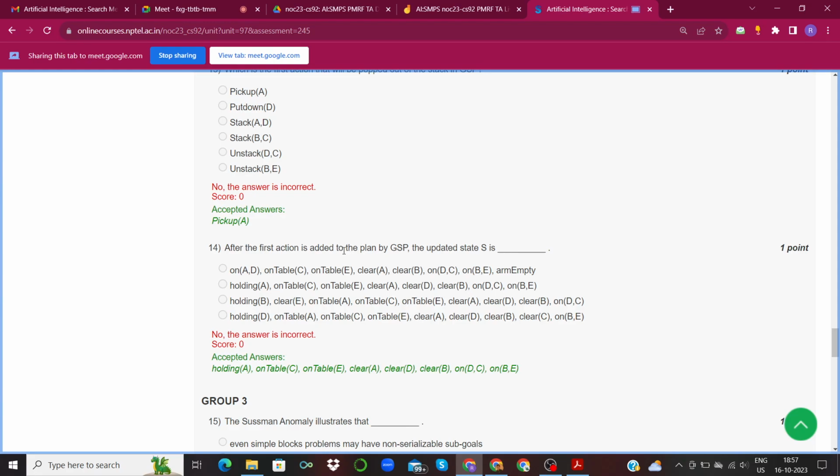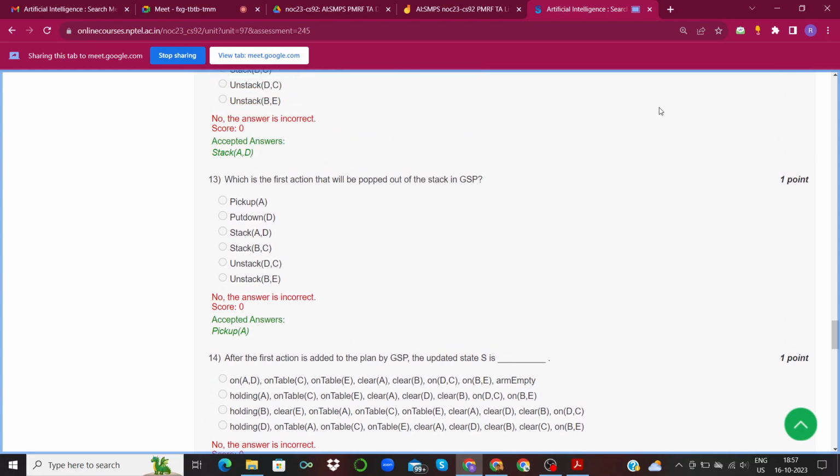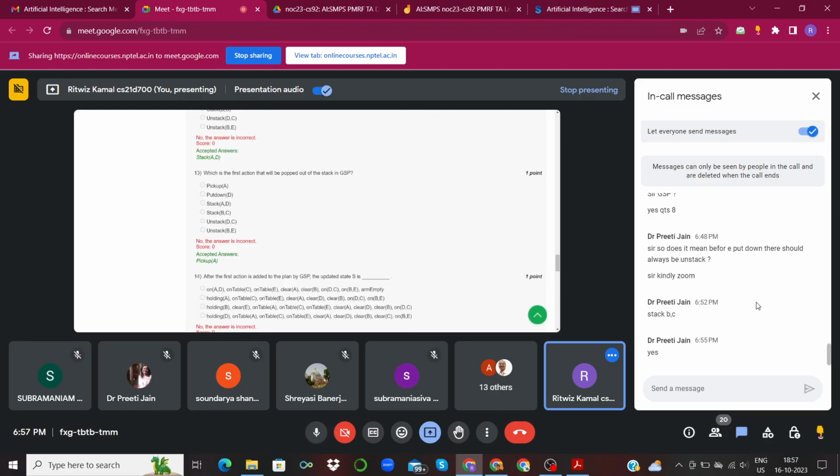So after the first action is added to the plan by the GSP, the updated state S is... Okay. So the first action, once it's added, I think you can work this out on your own. So I won't go into the details of this. Okay. So I think these were the two prominent queries from the previous live sessions, and I hope this helps to some extent.